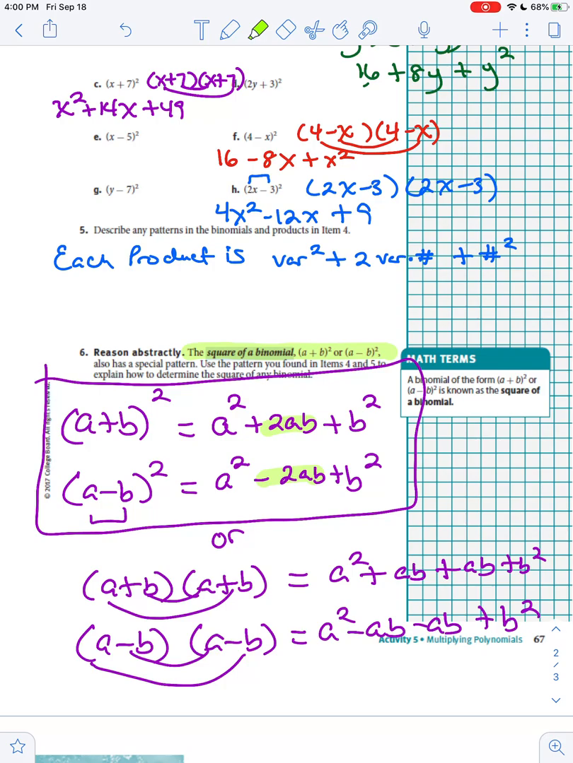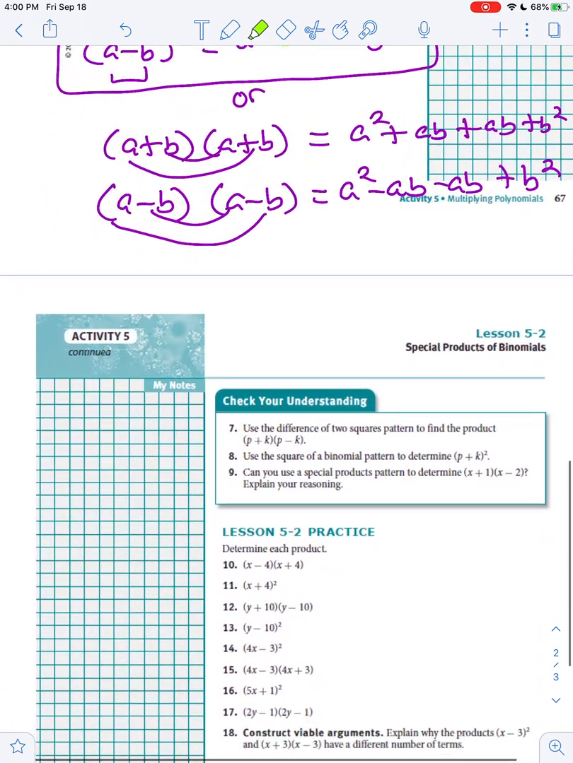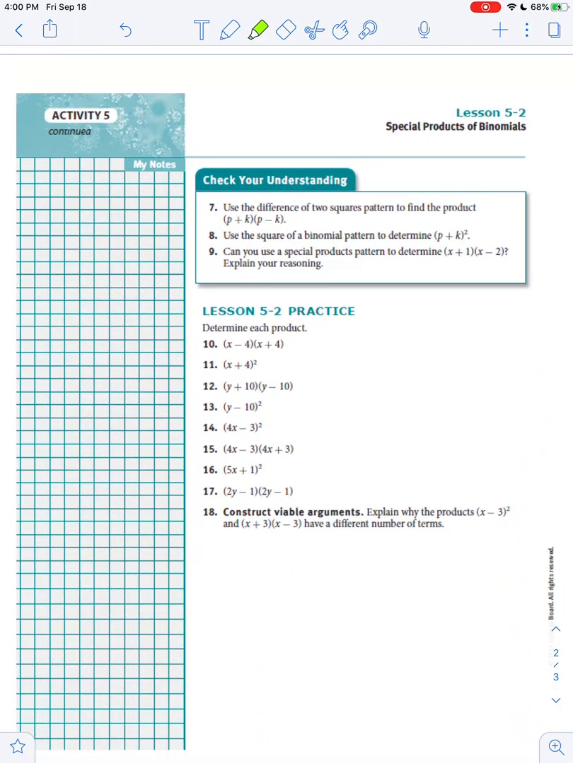Okay? So I think at this point, you're going to be on to your practice problems. All right, so you've got 10 through 18, and I would like you to FOIL, or if you know the pattern, you don't need to FOIL, you can just write out your answers. Okay, check your answers online, and let me know tomorrow if you have any questions.